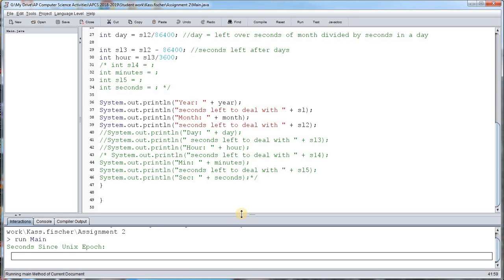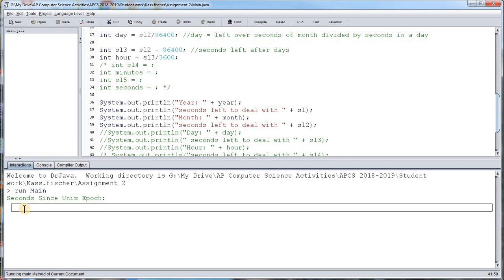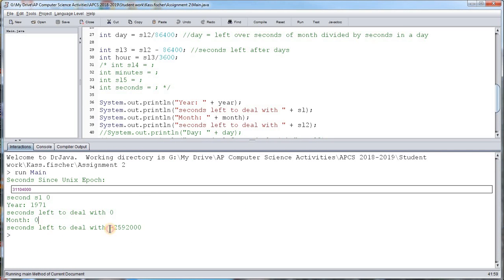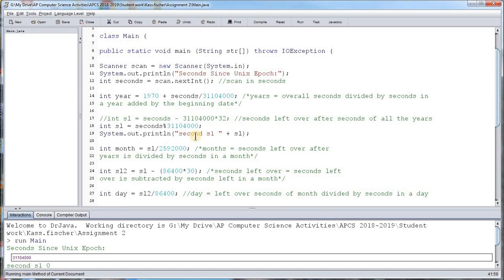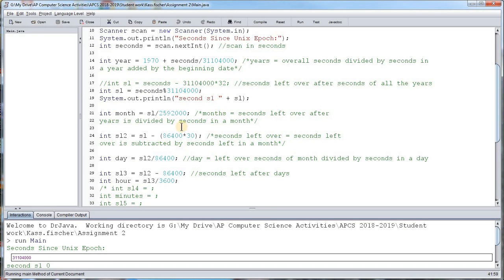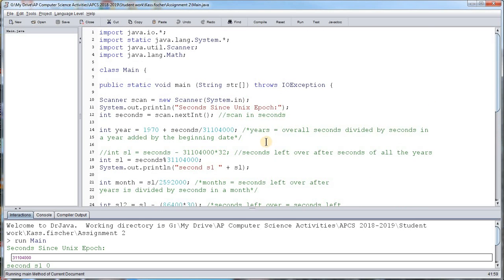So if I do this, comment lines, compile, run. So if I put in the number of seconds in 1 year, Command V, return. So it's 1971, that's correct. Seconds left to deal with is 0, so the month is 0. That's absolutely correct. So it still is giving me seconds left to deal with as a negative number, and that's probably because you have something wrong down here. Okay, but anyway, that's incorrect.